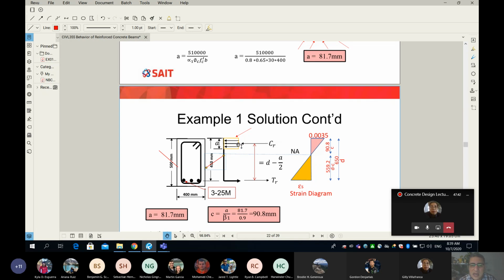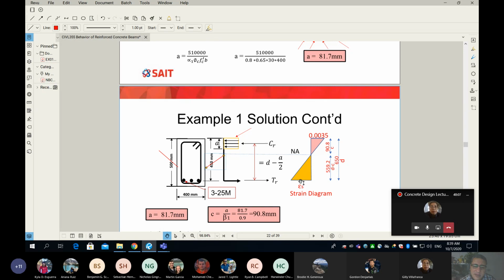So you can see the stress equivalent block in yellow. Its dimension is A, which is called the depth of the equivalent rectangular block. However, the neutral axis is a little bit below, and I mark it here with NA. Remember, neutral axis means it has zero stress and zero strain. That's where my strain comes to zero.